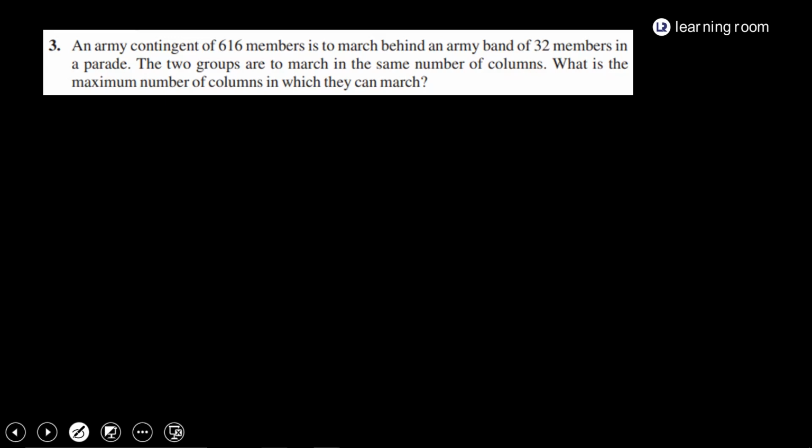It's an HCF, right? I think it's LCM. Maximum number of columns in which they can march. Okay, sir. Kaushik, what do you think? Is it HCF or LCM? HCF, right? So can you find out HCF of 616 and 32?